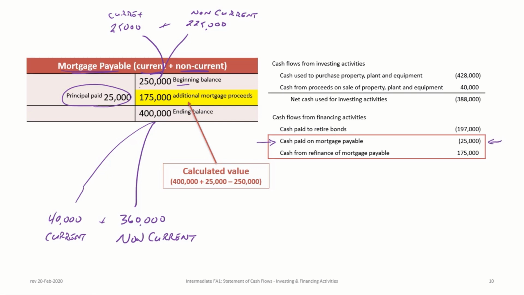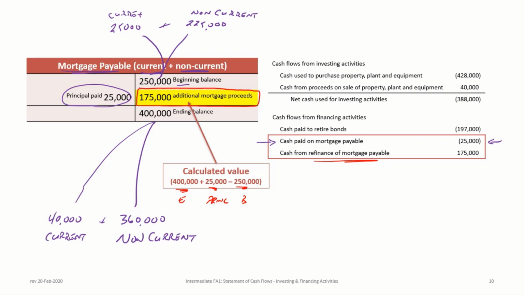Now we have enough information to reconstruct the mortgage payable T account, and if you're starting to notice, T accounts are very, very helpful when it comes to doing these account reconstructions. In order to figure out how much cash was generated from the refinancing, we have to calculate that value. So we take the $400,000 ending balance plus the $25,000 principal paid minus the beginning balance, which gives us $175,000 cash from the refinance of the mortgage payable. And so we show that separately.